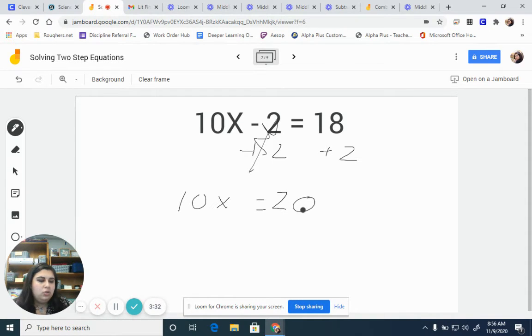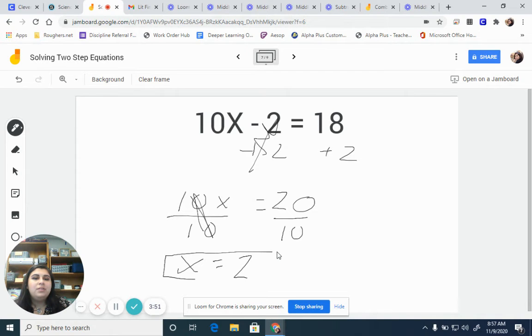That's going to give me 20. And then I'm going to go ahead and solve by dividing. There's a 10 in front of x, so that's how I know what I'm dividing by. That goes away, so now it's just x, and what I do to one side, I have to do to the other. So 20 divided by 10 is 2. So that's going to give me x equals 2.